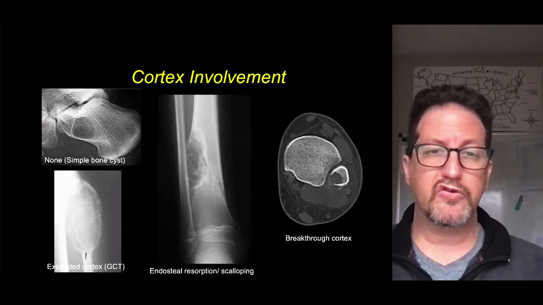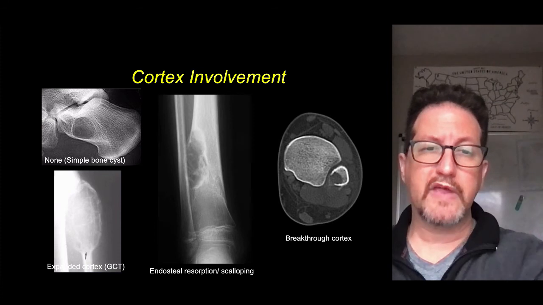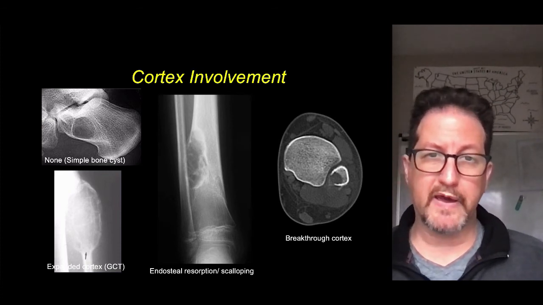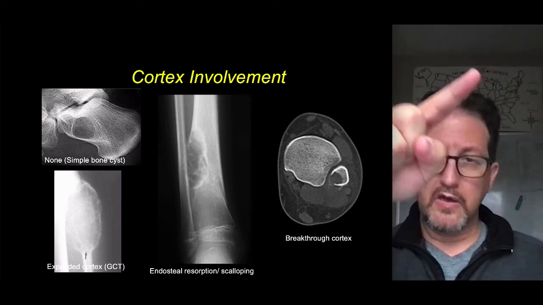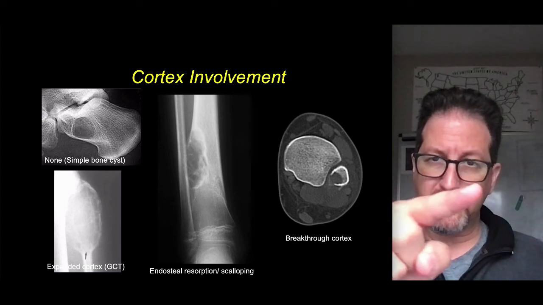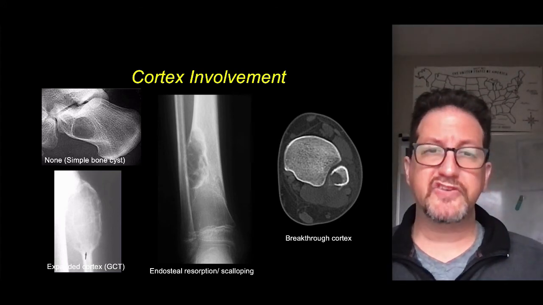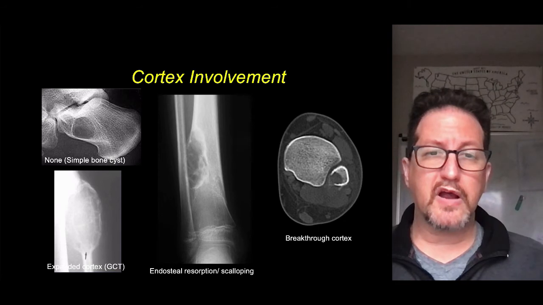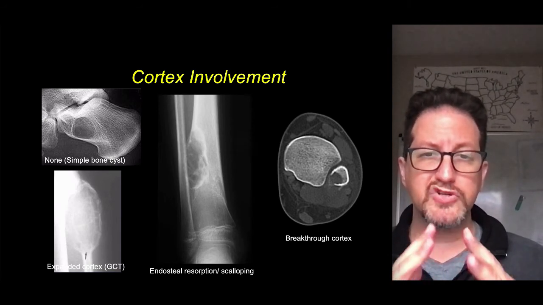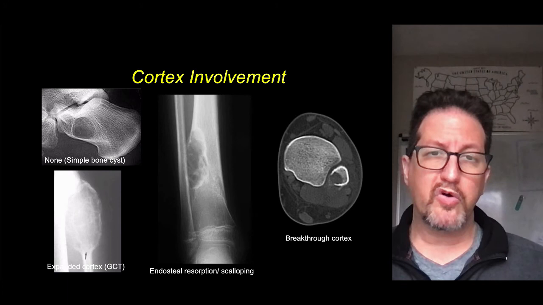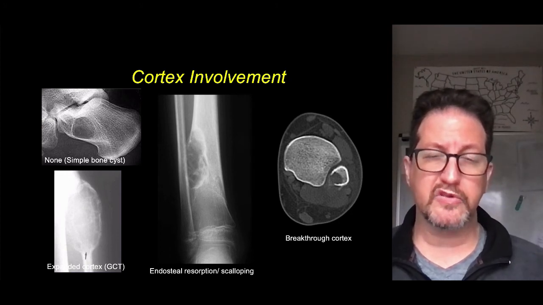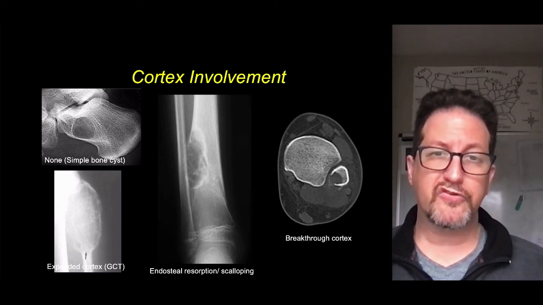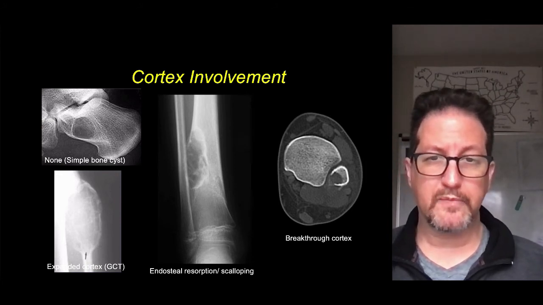Now the next one you can see with this cortical involvement is called endosteal resorption or scalloping. So if you remember what a scallop looks like, it has little bumps in it, like a seashell. And if you look at that, you can see areas where the tumor is pushing up against the cortex, and as it pushes into the cortex in different areas, you start to get some resorption of bone. That's where it's a lytic lesion, and you get some of those bump-looking types of things.